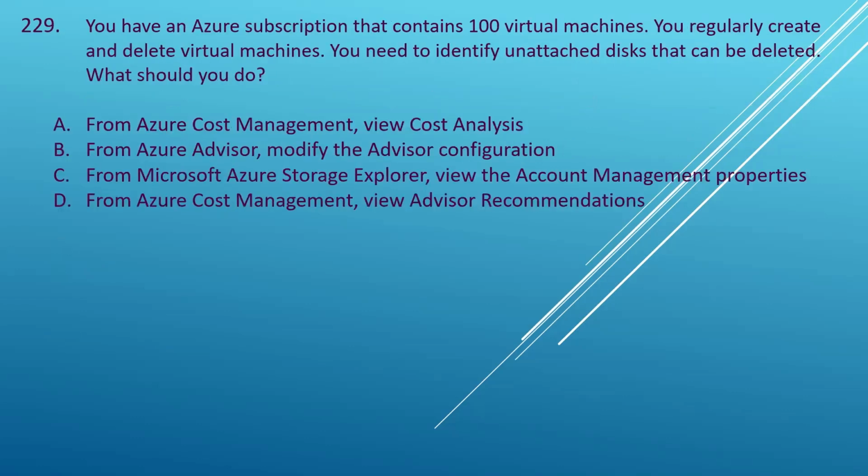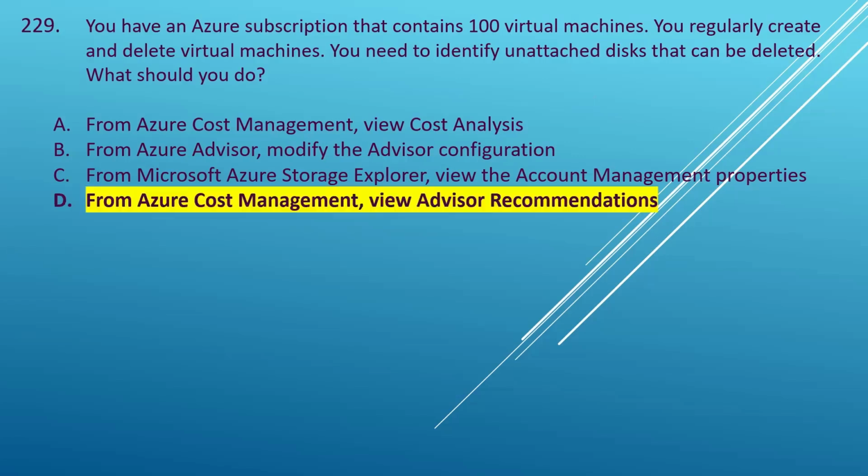Question number 229. You have an Azure subscription that contains 100 virtual machines. You regularly create and delete virtual machines. You need to identify unattached disks that can be deleted. What should you do? Your options are: from Azure Cost Management, view cost analysis; from Azure Advisor, modify the advisor configuration; from Microsoft Azure Storage Explorer, view the account management properties; from Azure Cost Management, view advisor recommendations. And friends, the correct answer here is option D, from Azure Cost Management, view advisor recommendations.